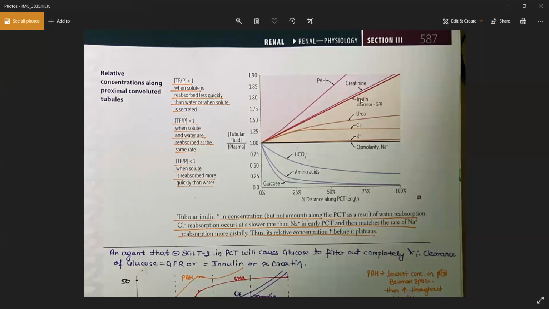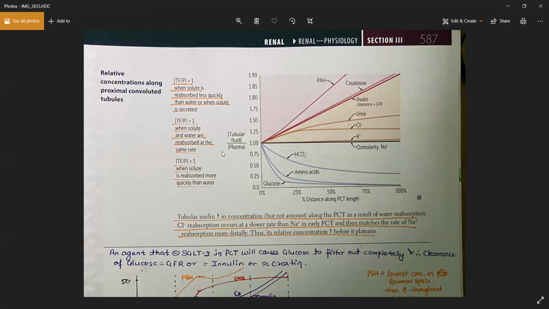Creatinine, because it is slightly secreted, will have a higher concentration than the inulin. Urea, because it is slightly reabsorbed, will have a lower concentration than that of inulin and creatinine. Chlorine, initially it will rise, but then it will achieve a normal level, that of sodium, 1. Potassium is a little higher than the sodium because it is only 65% reabsorbed, while sodium can be reabsorbed up to 80%, exactly like water, because whenever sodium gets reabsorbed, water gets reabsorbed along with it, right? Yes. So sodium is exactly at 1, potassium a little higher. Bicarbonate, amino acids, and glucose, almost 100% of them get reabsorbed in the PCT.